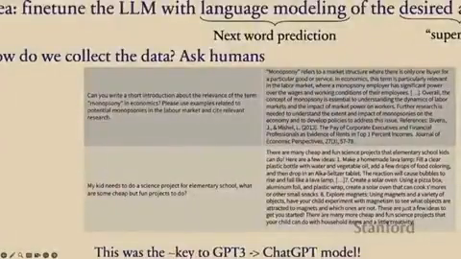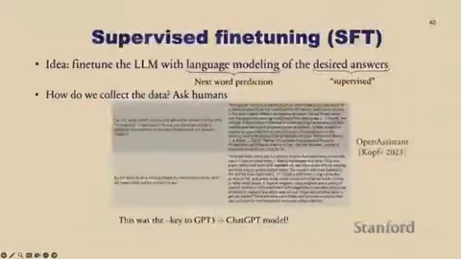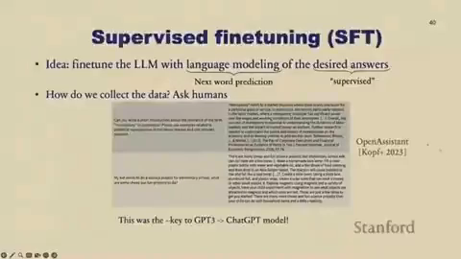No, let's read this one. Can you write a short introduction about the relevance of the term monopsony? And then it says monopsony refers to a market structure, blah, blah, blah. And it's a human that wrote that. Actually, this is Open Assistant, which was a way to collect data online by humans. This type of supervised fine-tuning or alignment is really the key of ChatGPT. This is what made the big jump from GPT-3, which was mostly something that was known by AI researchers, to ChatGPT, which became known by basically everyone.